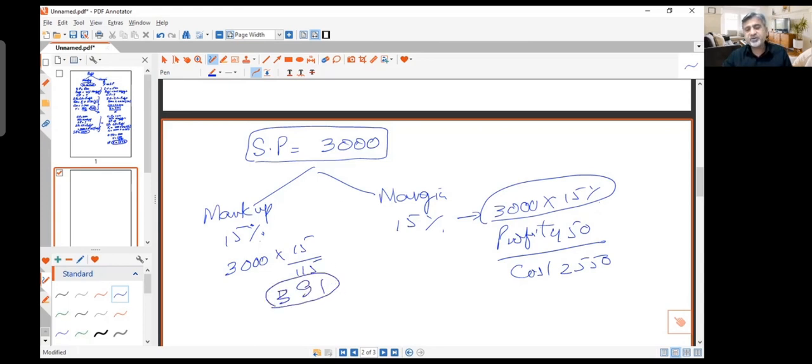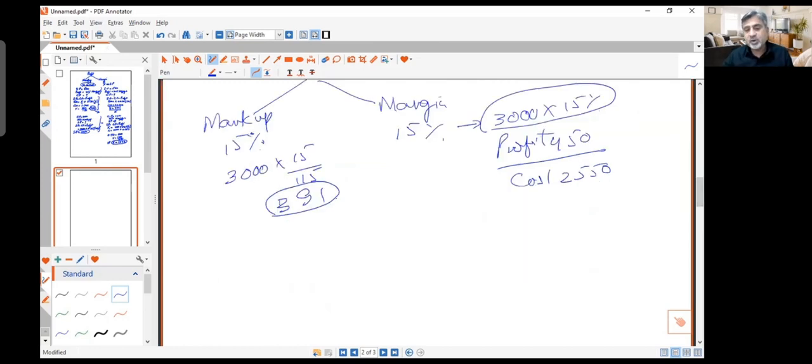If I calculate 3000 into 15 divided by 115, it gives me a markup of 391. The profit inside is 391, and whatever is remaining, 3,000 minus 391, would be the cost price. We need to calculate this profit part a lot, for example in consolidation, where they will tell you that company A sold goods for 9 million to company B at a markup of 20%. So how much was profit inside? In case of markup, use this relationship.